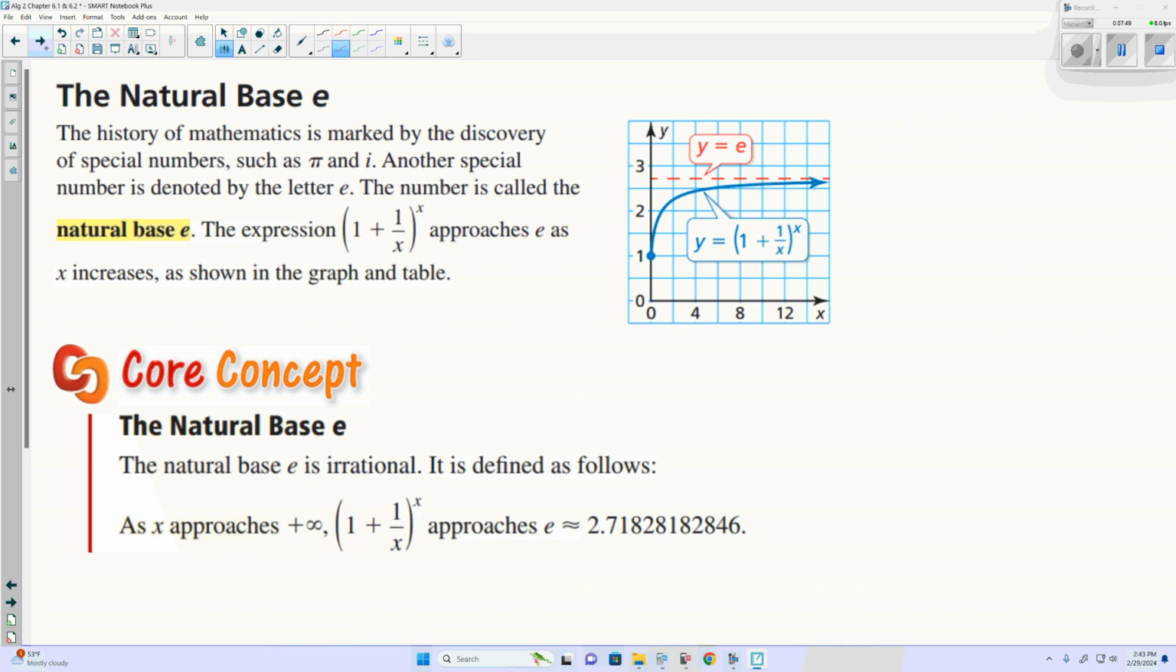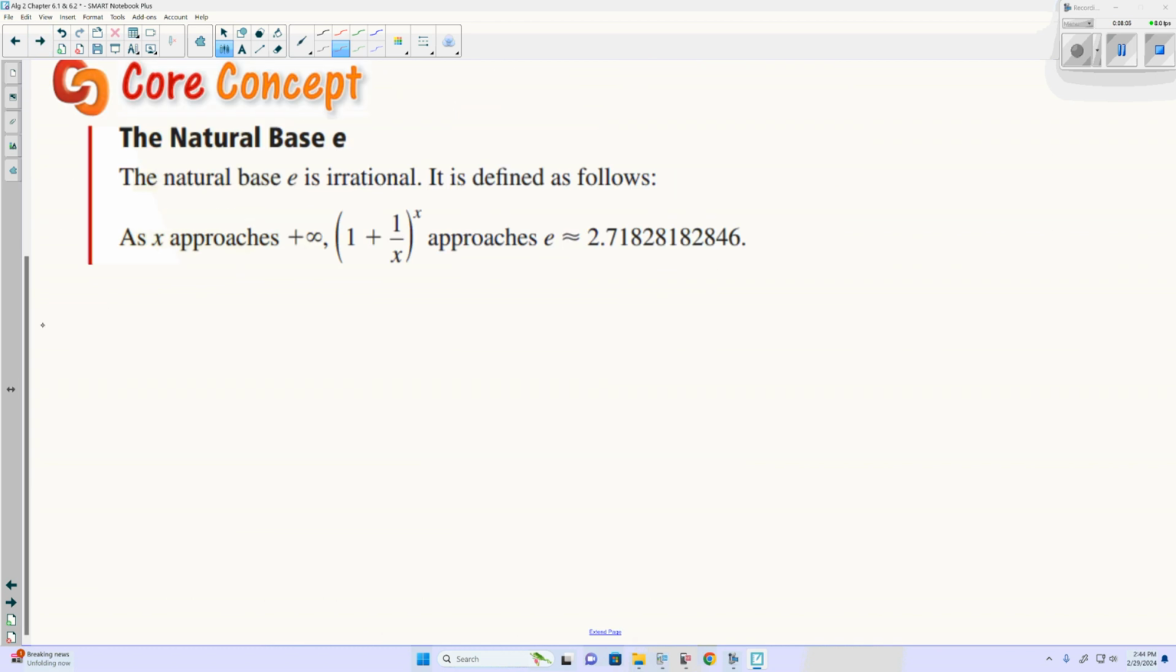There's a few other things to it, but these are the main parts we're going to focus on. 6.2, so this here, history of mathematics, we do have something called e. e is our natural base for logarithms, and it has a specific value of 2.71828182846. Now, it's an irrational number, so that decimal is non-repeating, non-terminating. It goes on forever like pi.